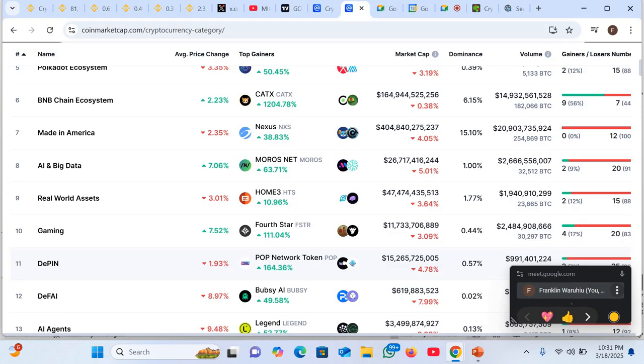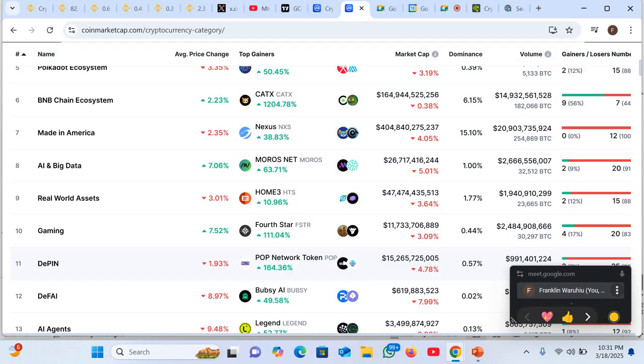We have others called AI and big data. Good example is these AI coins. We have a coin like WorldCoin. These are coins that are more focused on AI. We have what we call RWAs, real world assets. Good example is Pendle. Pendle is one of the biggest real world assets that we have, providing real world solutions.